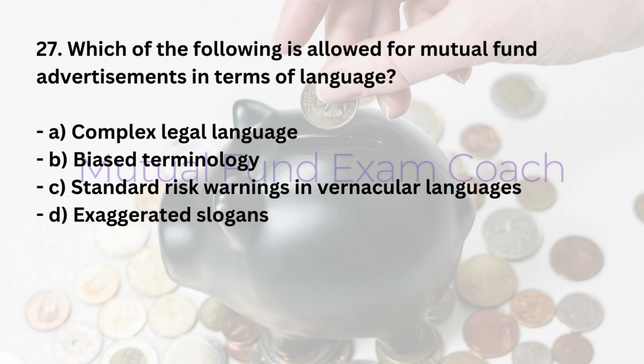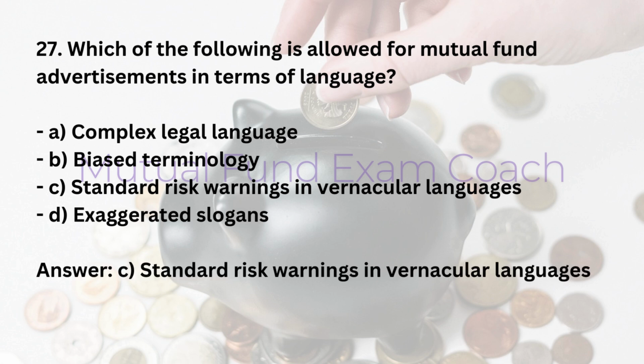27. Which of the following is allowed for mutual fund advertisements in terms of language? A. Complex legal language. B. Biased terminology. C. Standard risk warnings in vernacular languages. D. Exaggerated slogans. Answer, C. Standard risk warnings in vernacular languages.